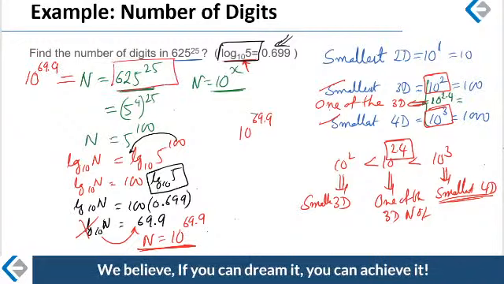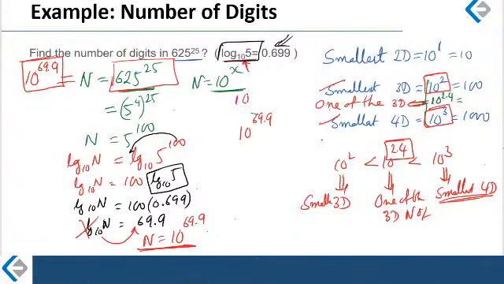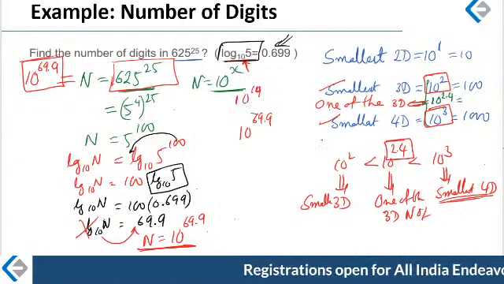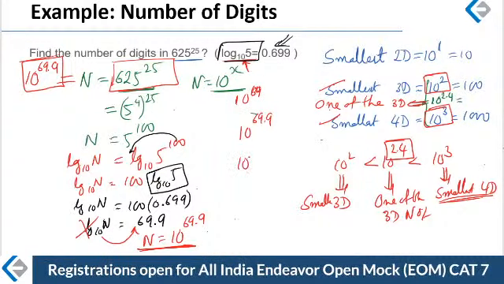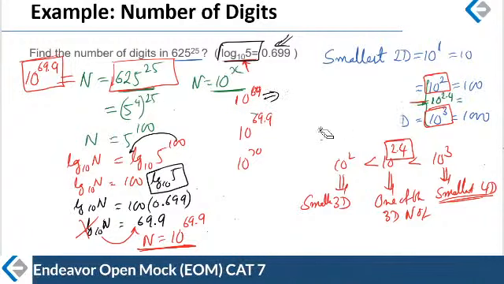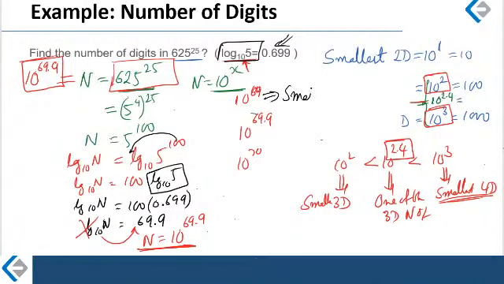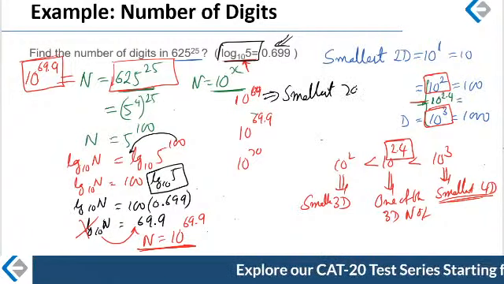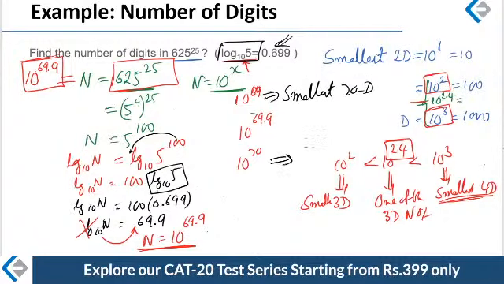69.9 is same as this. That's what you are trying to say. Very good. How many digits are there in 10 raised to power 69.9? It lies between 10 raised to power 69 and 10 raised to power 70. 10 raised to power 69 has how many digits? This is the smallest 70 digit number. And 10 raised to power 70 is the smallest 71 digit number.